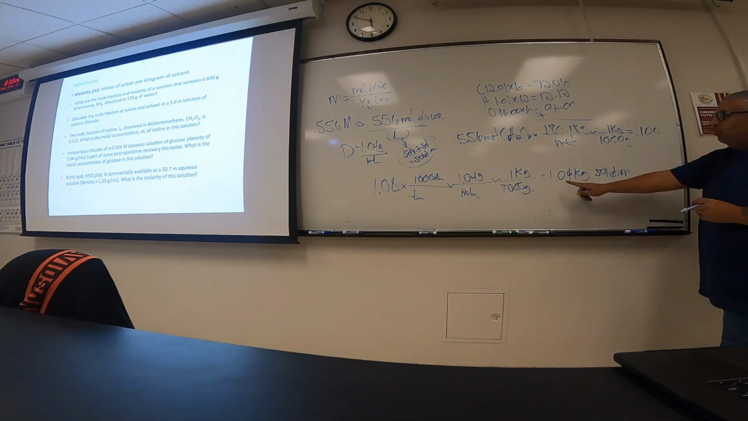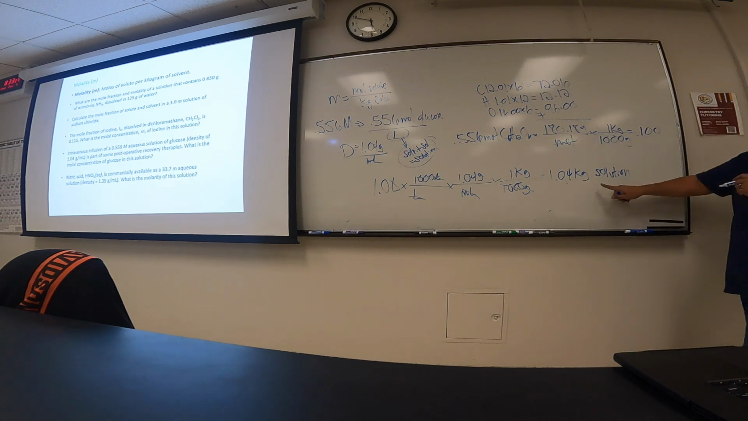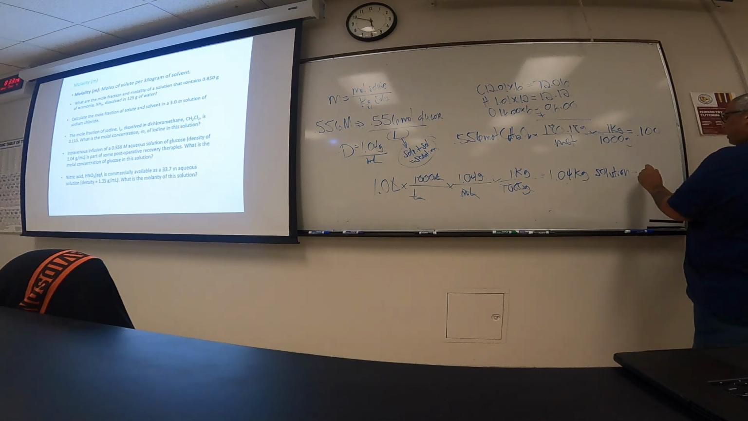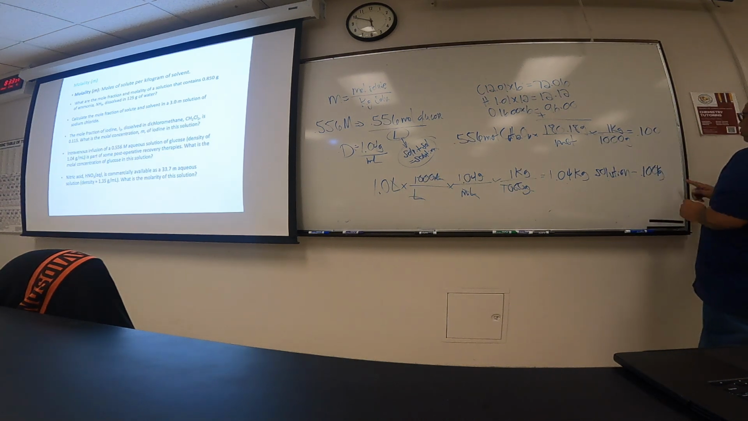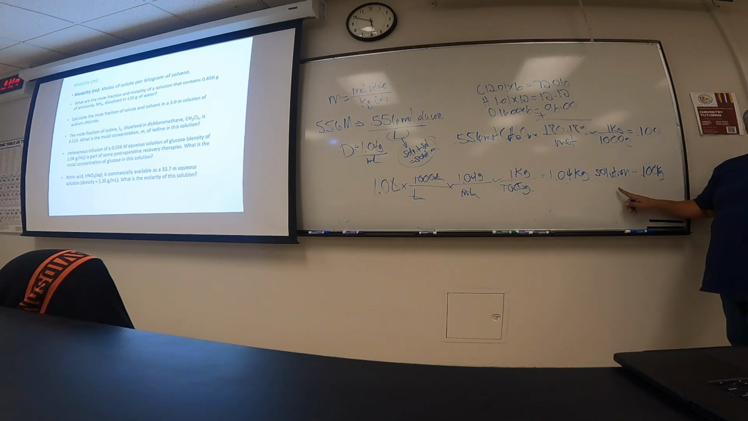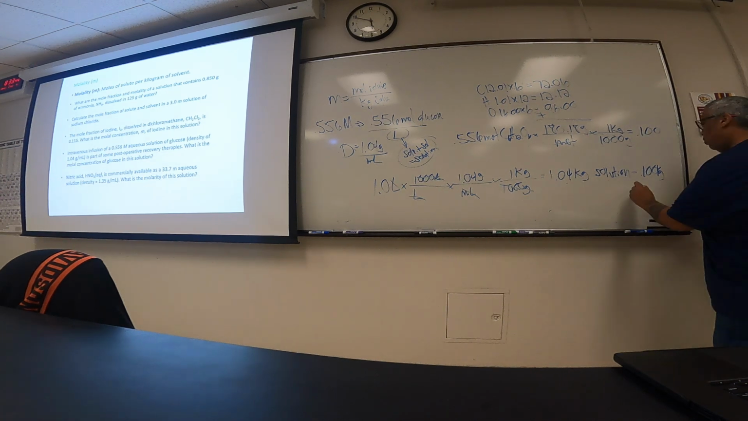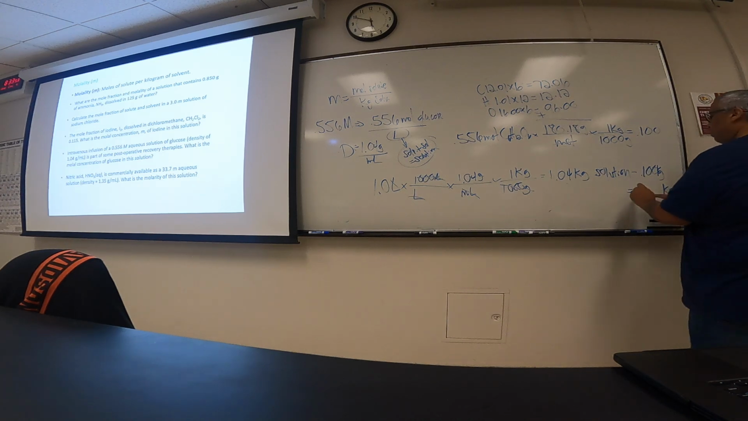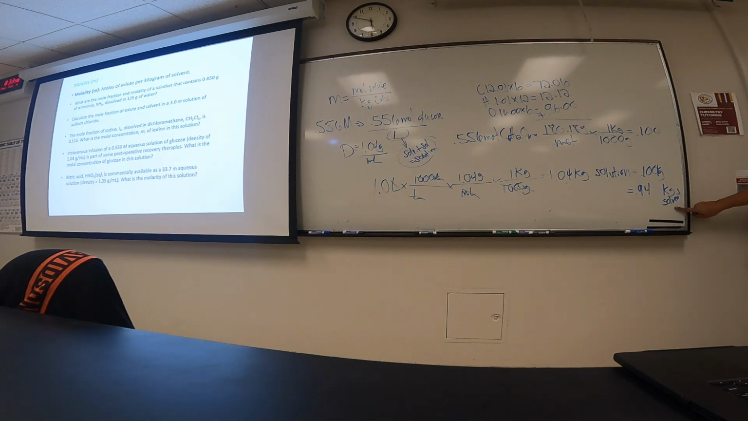Okay. So now we can subtract that from the solution. If we take that and subtract 0.110 kilograms of glucose, whatever's left over is going to be kilograms of the solvent, the water that we're diluting this in. So how many kilograms of water or solvent do we have? 0.94 kilograms of solvent.